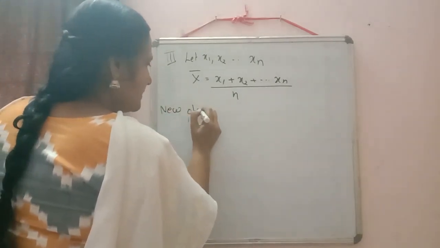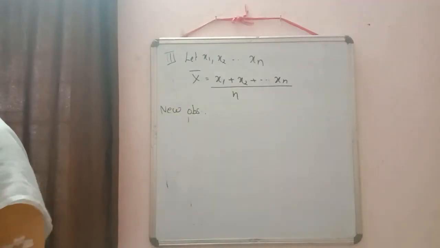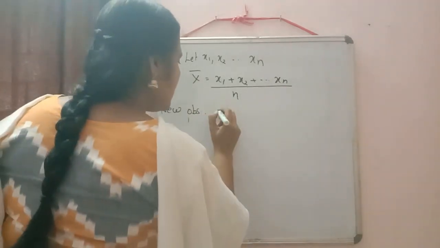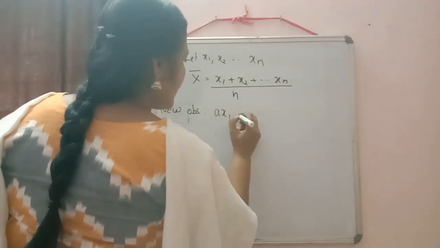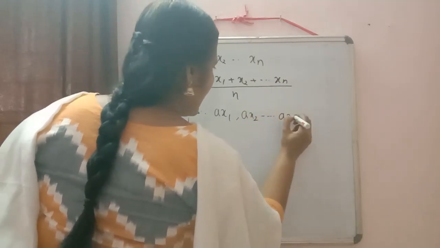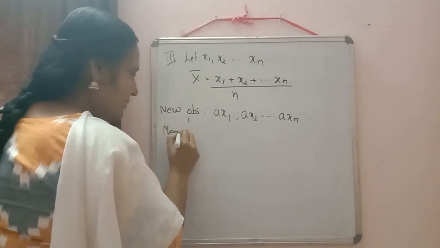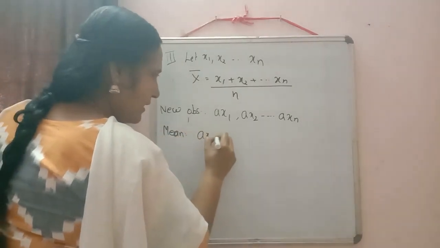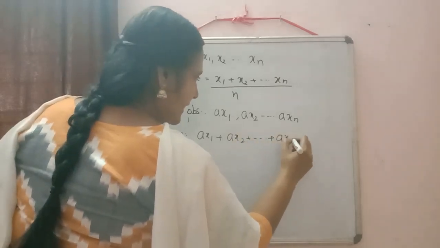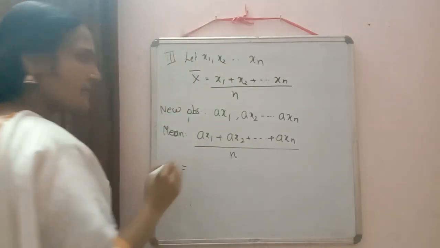Now we will write the new observations, or new numbers. Now what we are doing in this case, each observation is multiplied by a. So our observations will now be ax1, ax2, etc. axn. So now we will calculate the mean. Mean is equal to ax1 plus ax2 plus etc. plus axn divided by n. Total numbers are the same only.